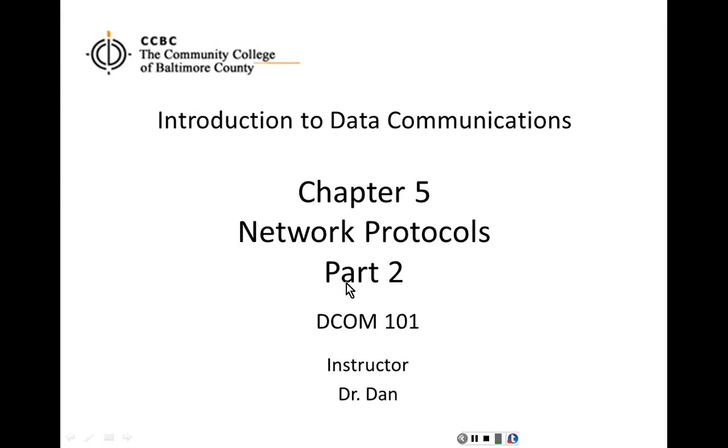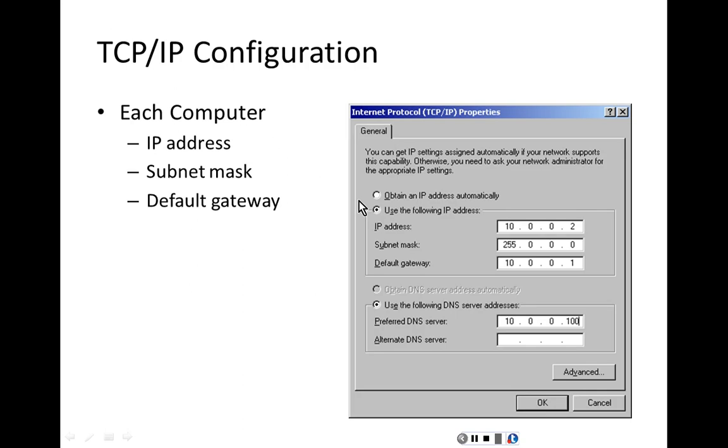We are on part 2 of chapter 5. And in the previous section under TCP/IP configuration, we saw that each computer must be issued an IP address. We configure the subnet mask and we configure the default gateway. The three key variables to configure are IP address, subnet mask, and default gateway. We will talk about DNS later.